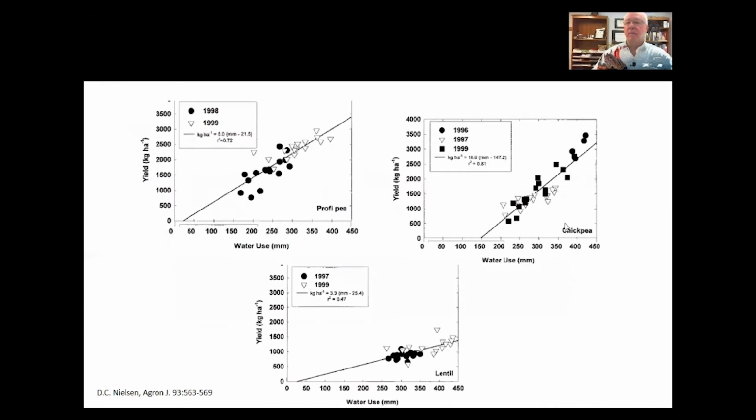This is a study I'm going to show you from Akron, Colorado. It was taken about 20 years ago by Dr. David Nielsen, and he did peas, lentils, and chickpeas. Basically on the x-axis it's water use, and on the y-axis is grain yield. As you increase water intake by the crop, grain yield goes up in these kinds of environments. The water use efficiency is basically the slope of that line. For chickpeas here on the right, it has the highest slope of any of these crops. So you get higher water use efficiency for chickpea than for peas, and lentils are the lowest.